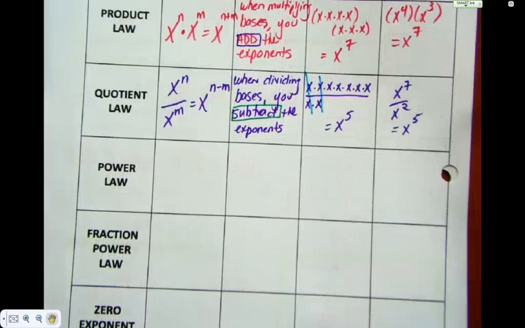I'm again alternating colors on my row, so I'm going back to red. Totally up to you what you do.